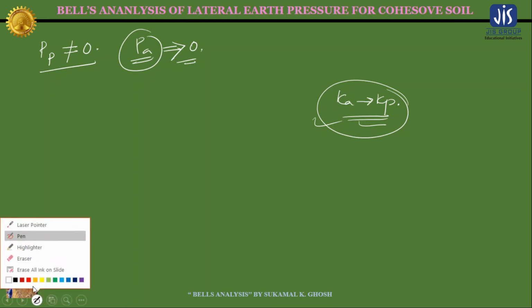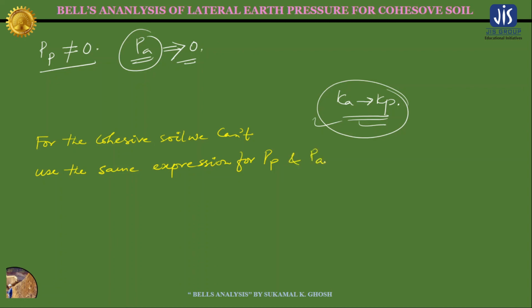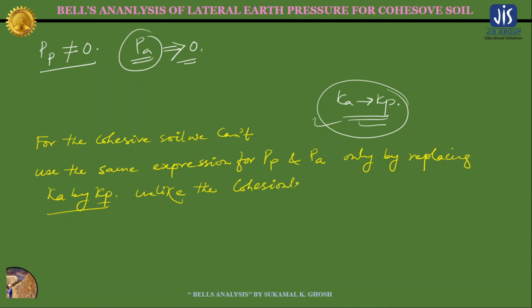So let me write it here. For the cohesive soil, we can't use the same expressions for passive earth pressure and the active earth pressure only by replacing Ka by Kp or maybe Kp by Ka, unlike the cohesionless soil, okay?